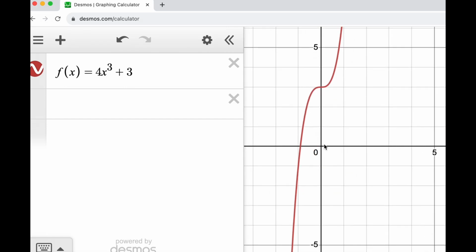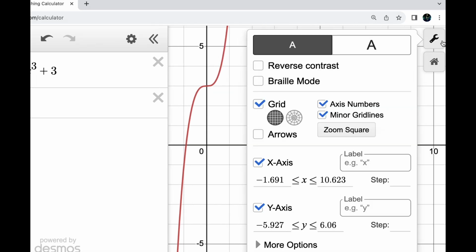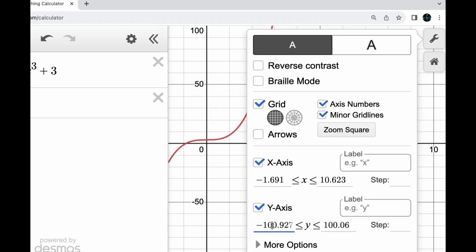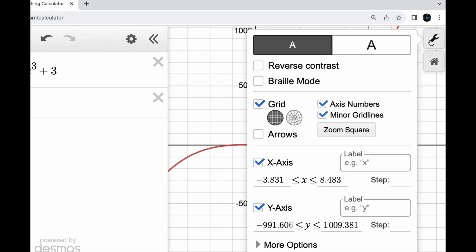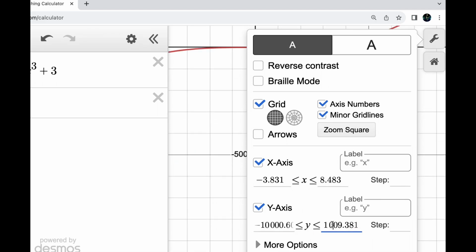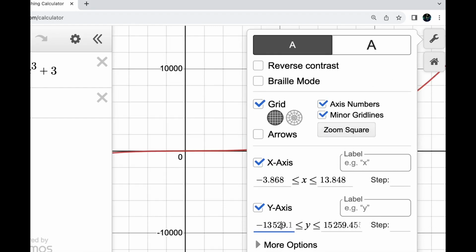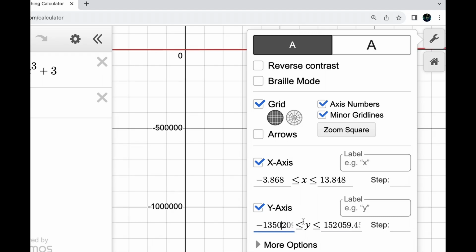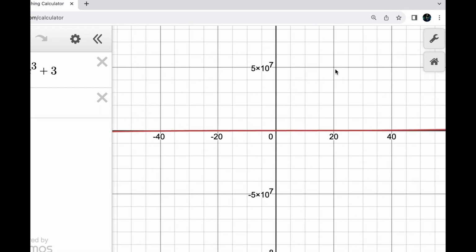Here's the graph of 4x cubed plus 3. I can use the window settings in Desmos to flatten out the graph. So I'll go from something extreme like negative 1,000 to 1,000. We see that it's becoming flatter. And then I'll try negative 10,000 to 10,000. It's becoming even flatter. And let's go even farther. At a certain point, the thing appears to be very flattened out.